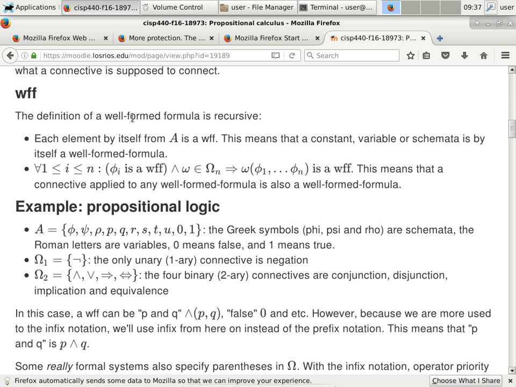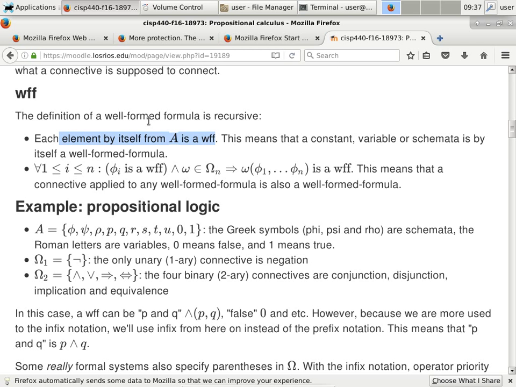So WFF stands for well-formed formula. And the rules are really kind of simple for what can be seen as a well-formed formula. Each element by itself from the alpha set is by itself a well-formed formula. So what that means is, let's say you choose your alpha to consist of the constants 0, 1, p, q, r to represent variables, and then you have psi, rho, and phi.